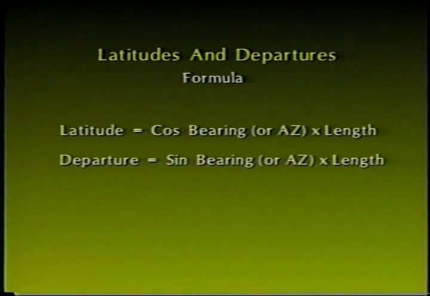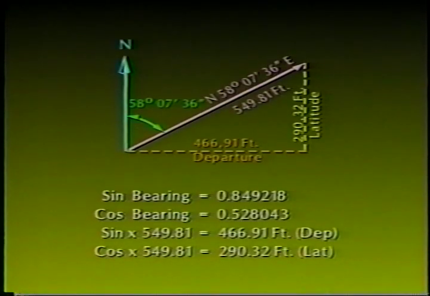To calculate a latitude or departure of a survey course, simply multiply the length of the course by the cosine of the bearing or azimuth to determine latitude. Multiply length by the sine of the bearing or azimuth to find the departure. This graphic shows the equation format for latitude and departure computations. When using bearings, it is necessary to select and assign the proper algebraic sign to the latitudes and departures. When using azimuths, the algebraic signs of the sine and cosine functions will produce the correct algebraic signs for the computed latitudes and departures. Let's try a determination of latitude and departure as shown in this sketch.